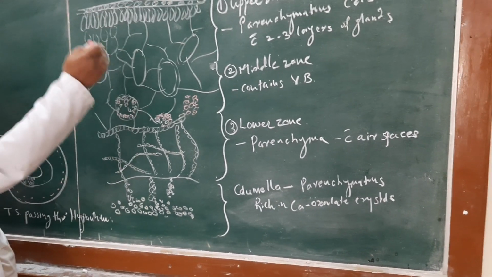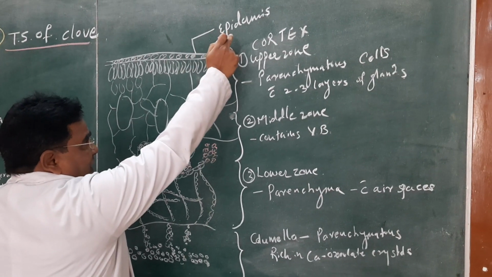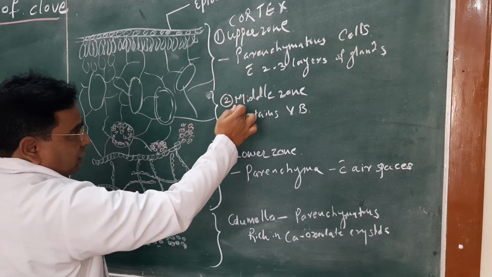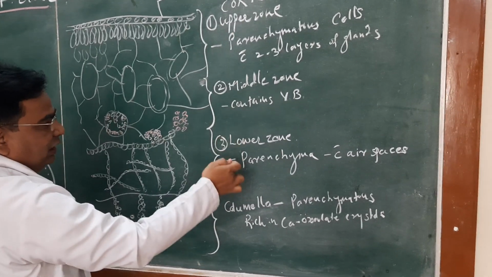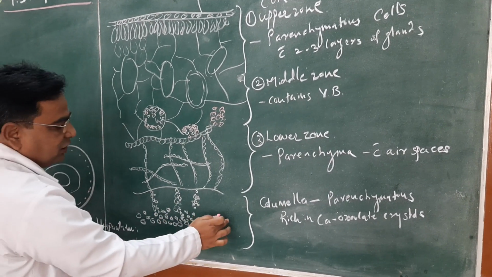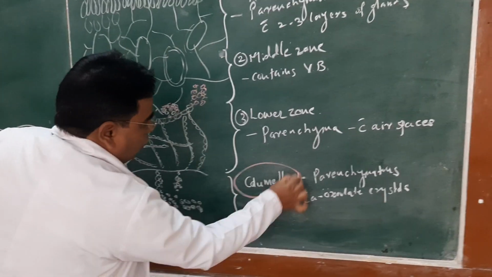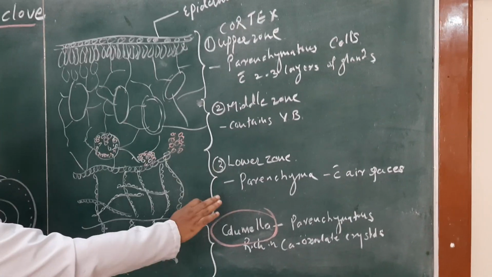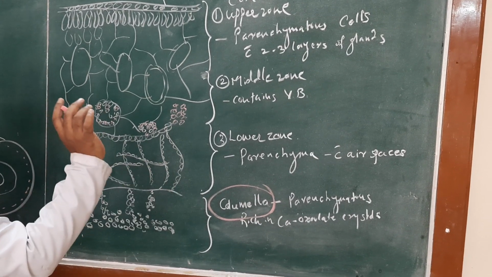So these are the major parts of the TS. Upper is the epidermis, next to it the cortex. In the cortex region there is the upper zone, middle zone and then lower zone. So these are the 3 zones of the TS, and this is passing through the hypanthium because here is the columella. So these are the common or important microscopical characters present in clove.